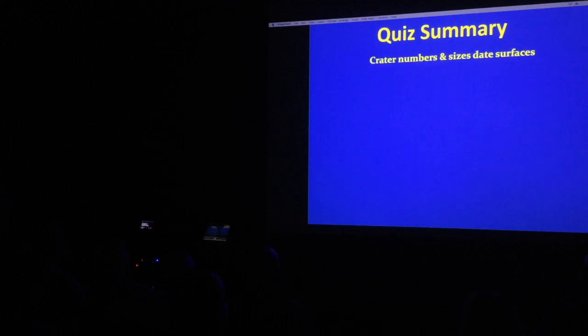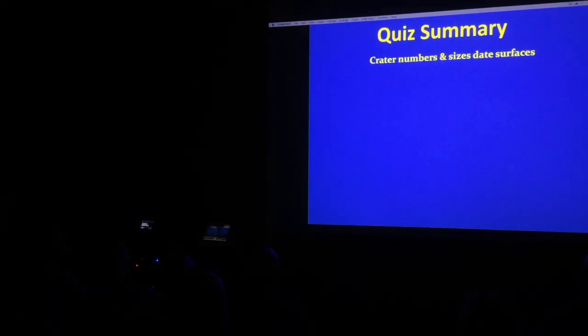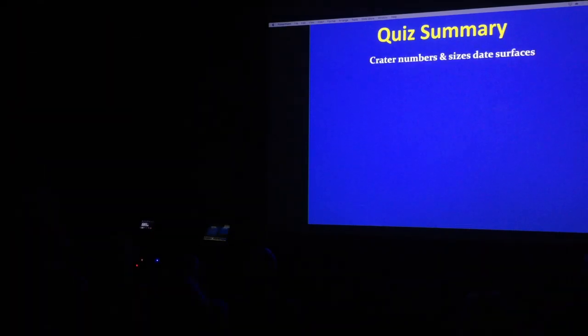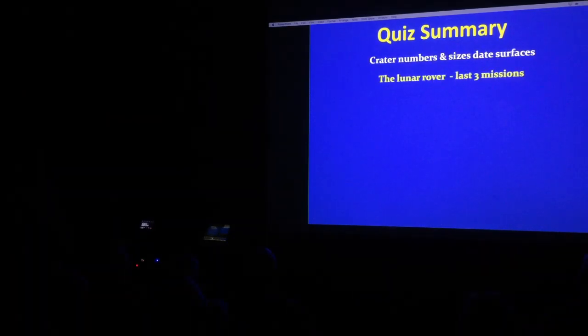So the quiz summary: crater numbers, sizes and density are used to date surfaces. It's correlated by the radiometric measurements from the moon rocks. The lunar rover was on the last three missions. Hugely impressive amount of field geology, though they were hamstrung in how far they could go by how much oxygen the astronauts would have in their backpack should it break down and they had to walk home.